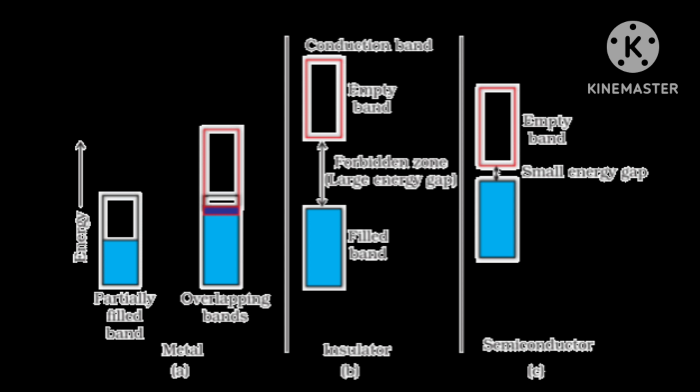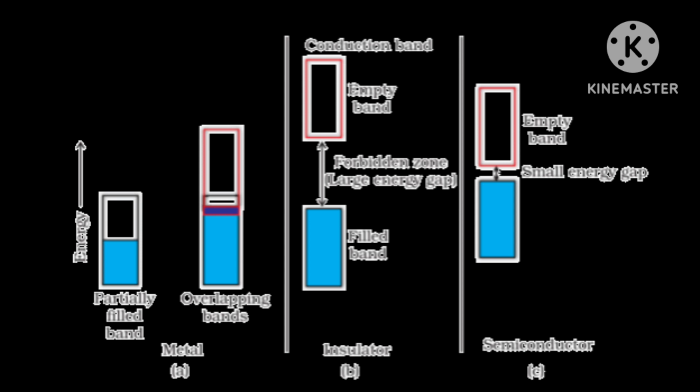Now I am going to discuss conduction of electricity in metals. A conductor may conduct electricity through movement of electrons or ions.